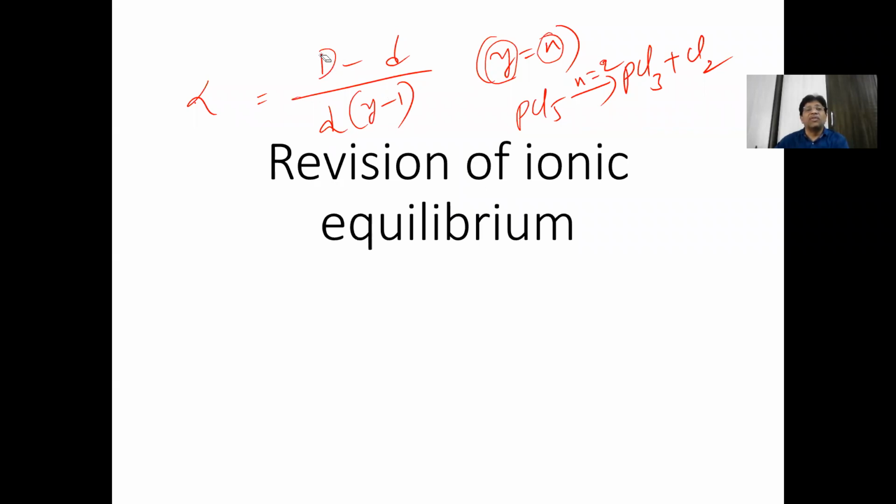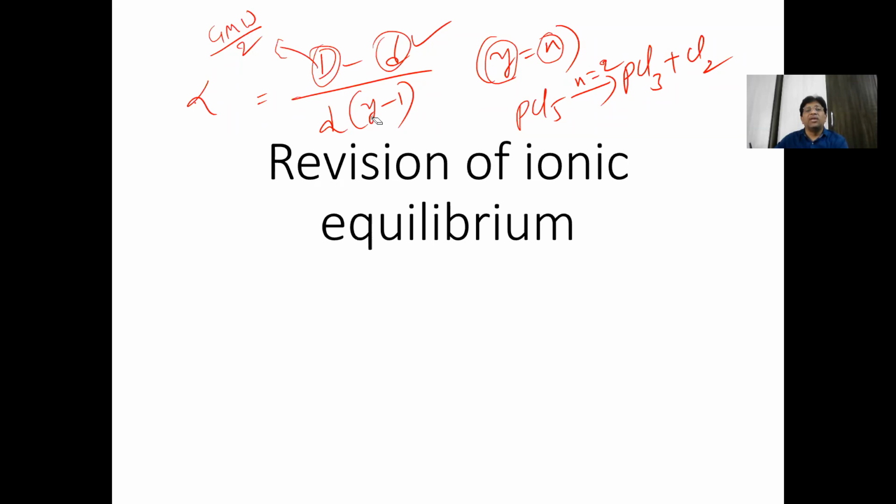Capital D is the initial vapor density of the gas, and small d is the equilibrium vapor density. The initial vapor density is nothing but the gram molecular mass by 2. The gram molecular weight of the gas by 2 will be equal to the initial vapor density. The small d, the vapor density at equilibrium, will be given to you in the exam, and capital D we find as the gram molecular weight of the gas by 2.